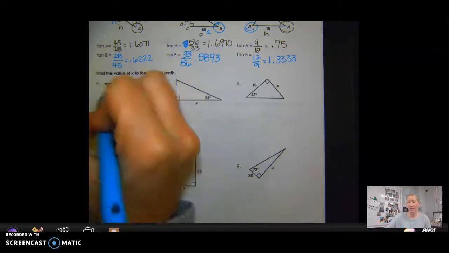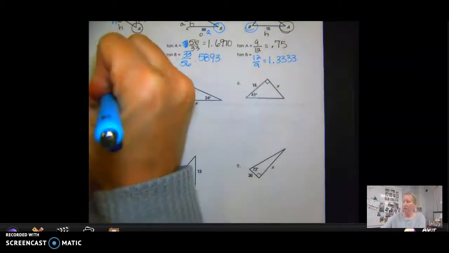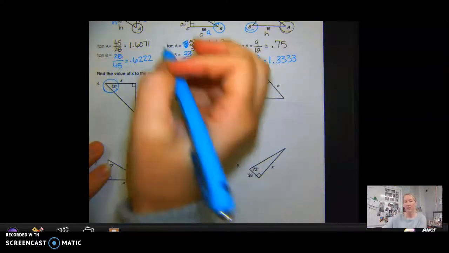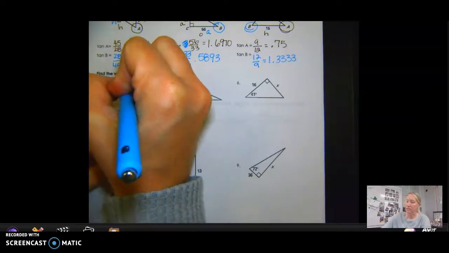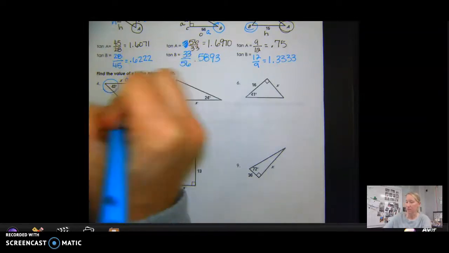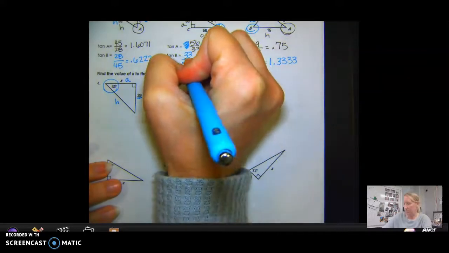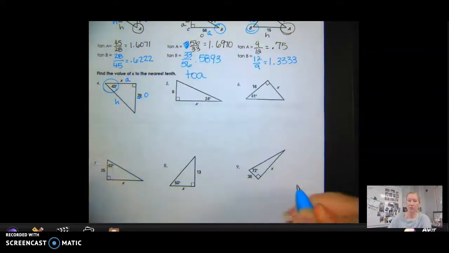You do have to be given an angle measure though, okay? So you are always going to circle your angle measure, and you're going to label all your sides. So this one is adjacent, this one is opposite, and this one is hypotenuse. So we're in the tangent section. So on all these, you're going to be using TOA.